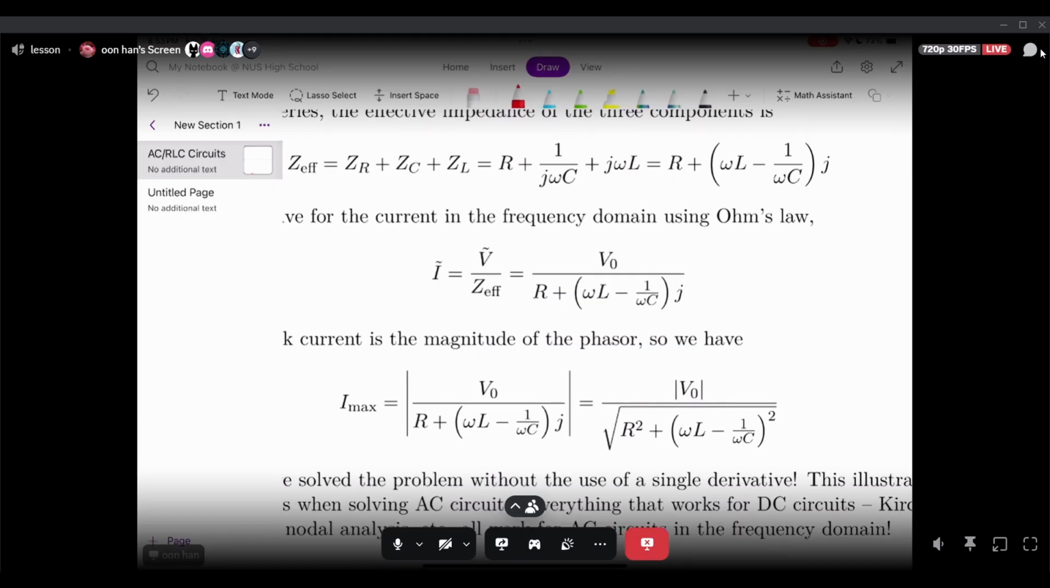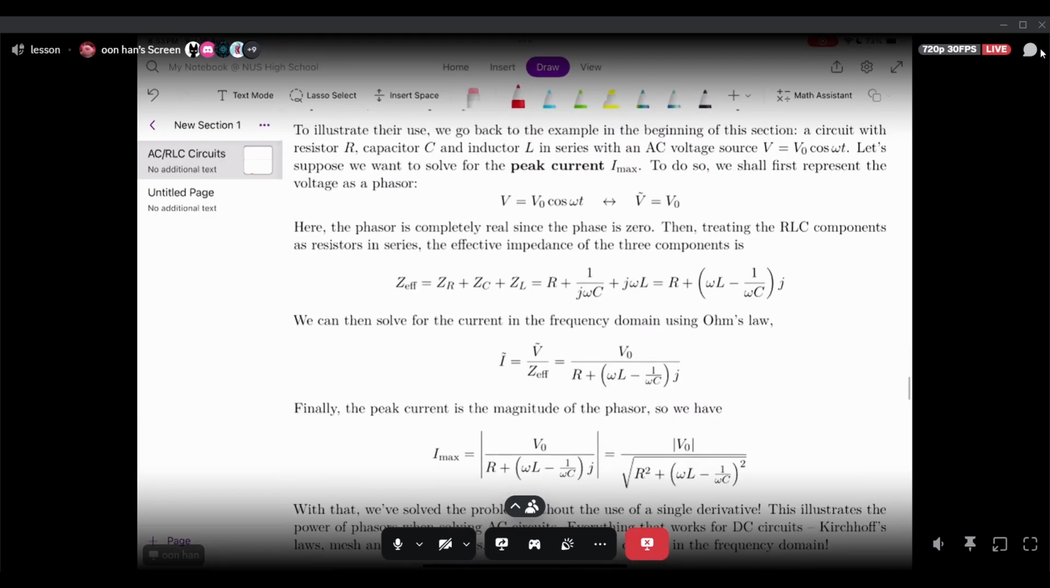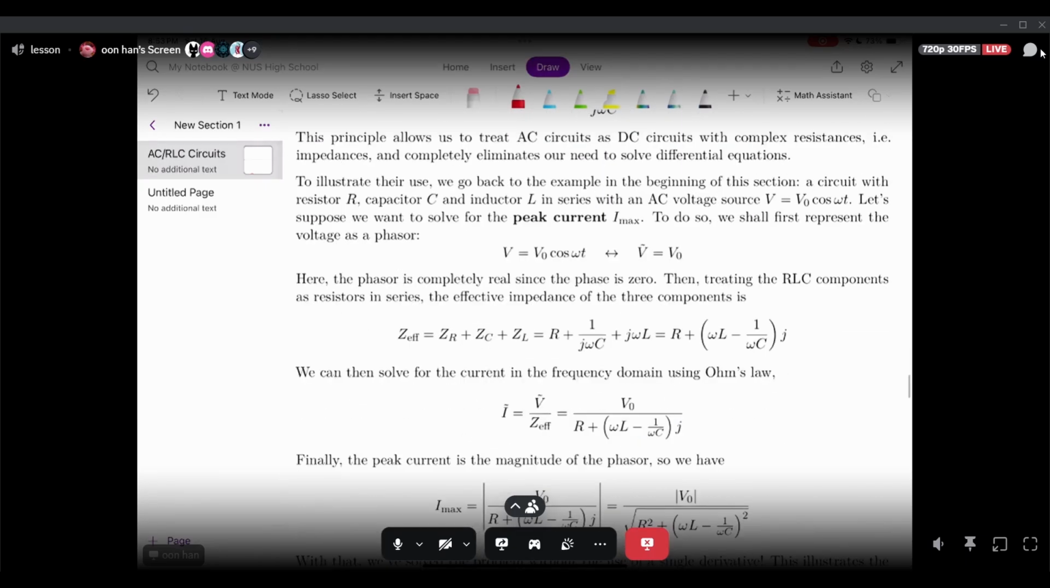So now what do you want to do? You want to find the peak current. That's what the question asks for in this case. To do that, all you do is you find the magnitude of the phasor.